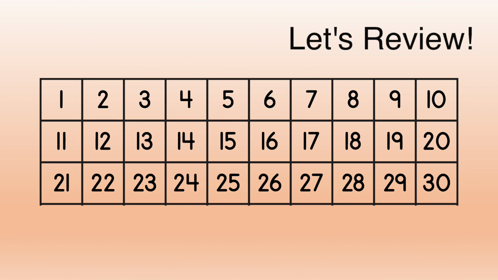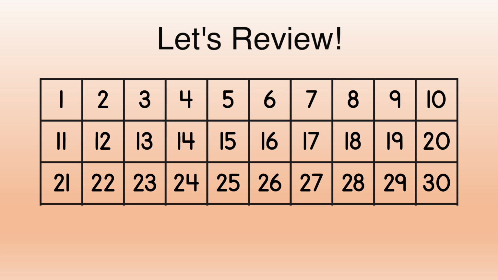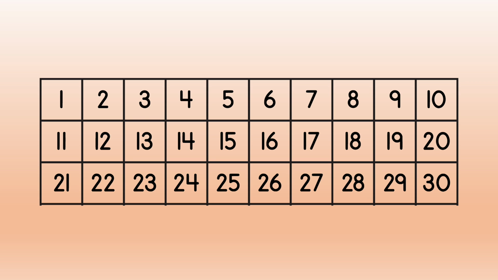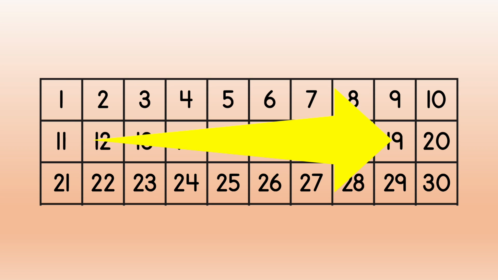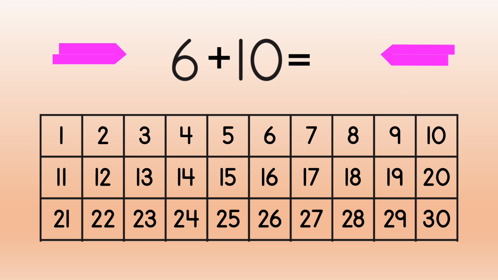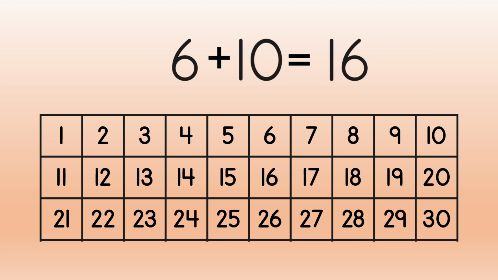So let's review. Remember, when we add on a hundreds chart, we go to the right or down. 6 plus 10 equals blank. Find 6 on our hundreds chart. Drop down directly below. We get 16. 6 plus 10 equals 16.